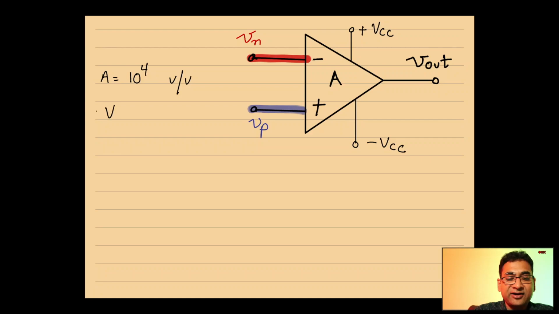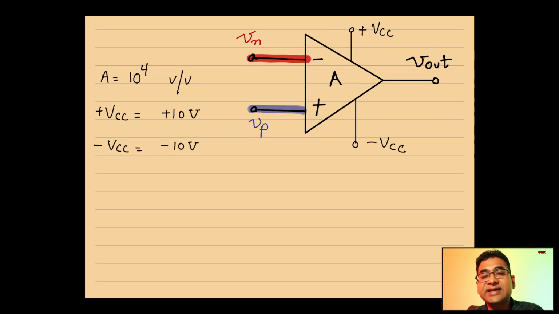Let's pick a value for plus VCC. The typical value is 10 volts. And a value for the negative power supply, that's going to be negative 10 volts. Everybody with me? We're just randomly picking some numbers to understand this operational amplifier a little bit more.